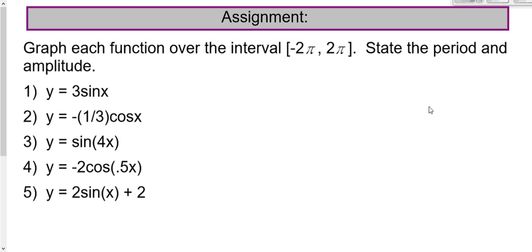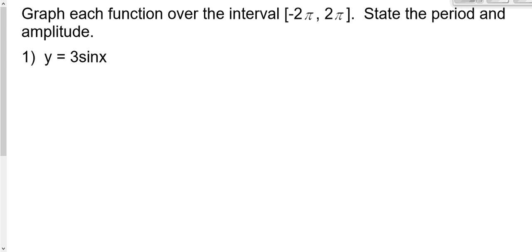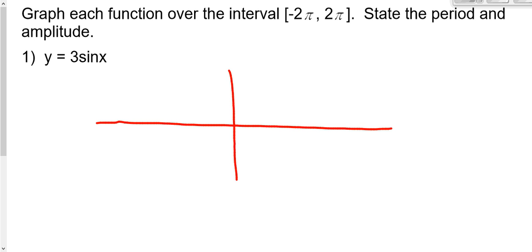Okay, here are your worked out solutions to the assignment on transformations of trig graphs. Number 1, we have y equals 3 sine of x, graphing over the interval from negative 2 pi to 2 pi, and stating the period and amplitude. Okay, so make the graph. We go from negative 2 pi to 2 pi.